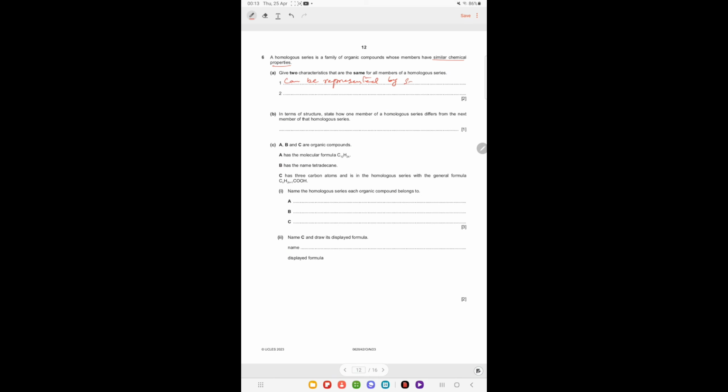All represented by the same general formula. For example, all the alkanes have the general formula CnH2n+2, and all the alkenes have the general formula CnH2n. And the second characteristic of the members of the same homologous series is that they contain the same functional group. All of them must contain the same functional group.